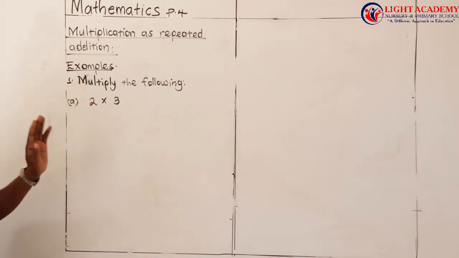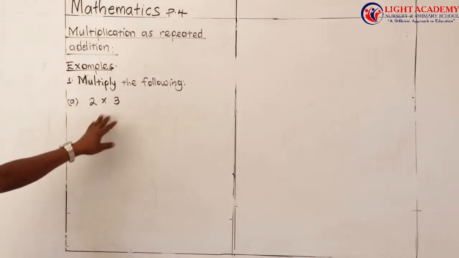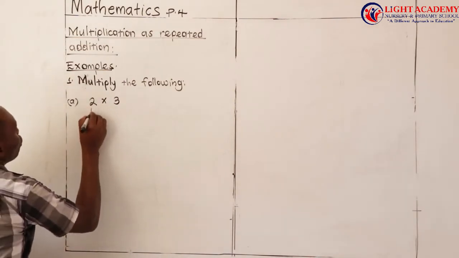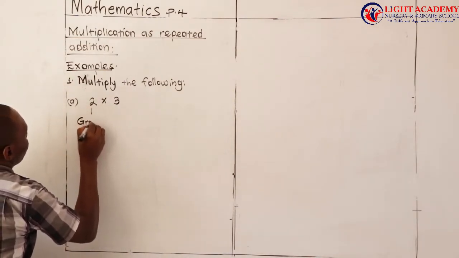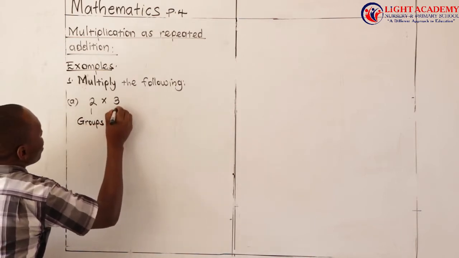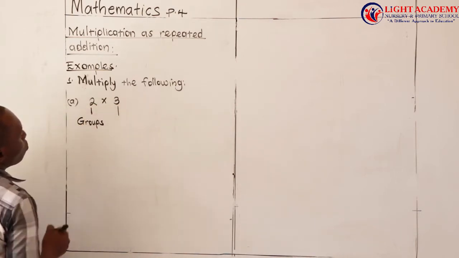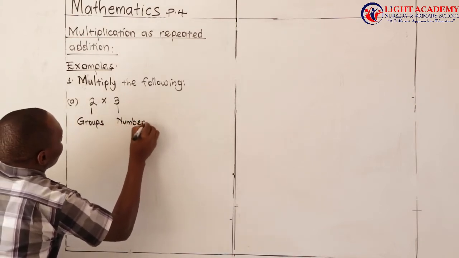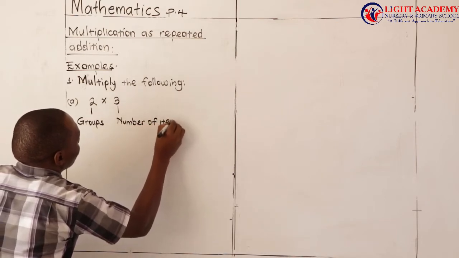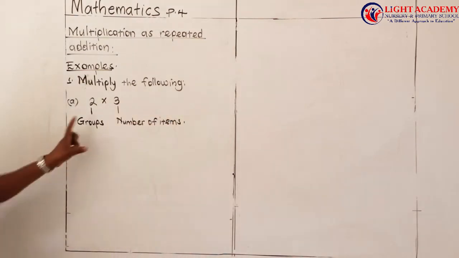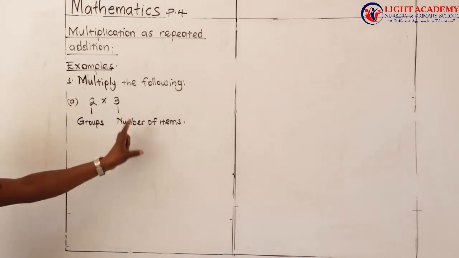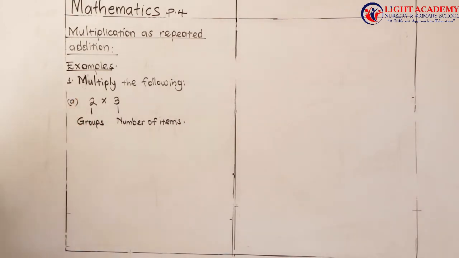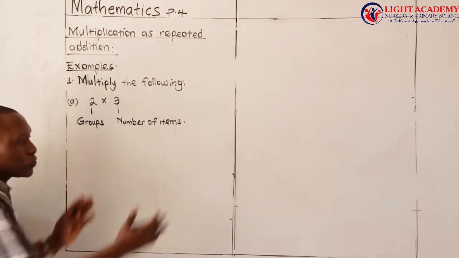the groups, okay? This arrangement where we said 2 multiplied by 3, the first number stands for the groups, number 2 talks about the groups, okay? Then number 3, the second number, will talk about the number of items, okay? So in simple terms, if I said 2 multiplied by 3, at a P3 or P2 level, we were told that the first number will tell us the groups we are supposed to make.